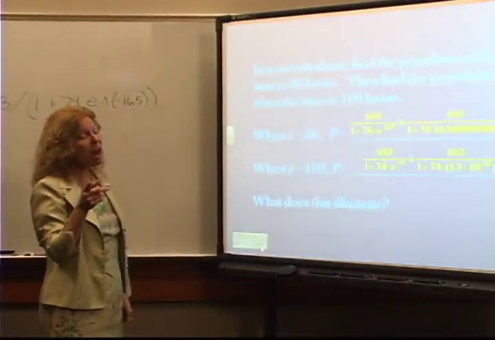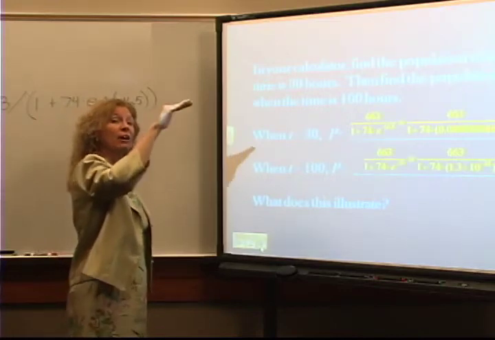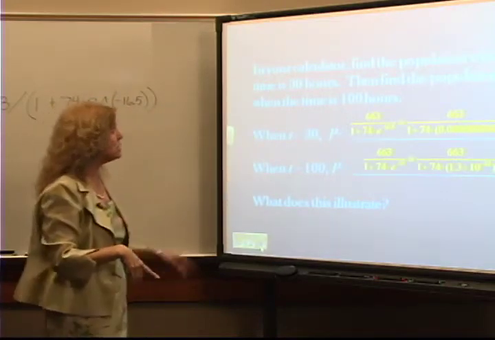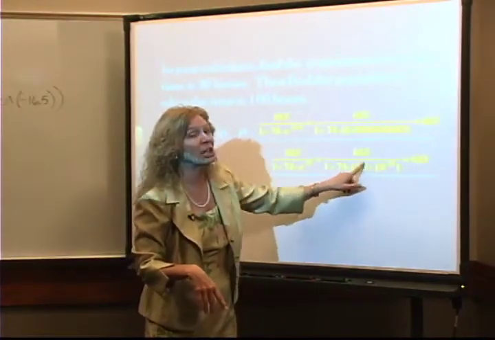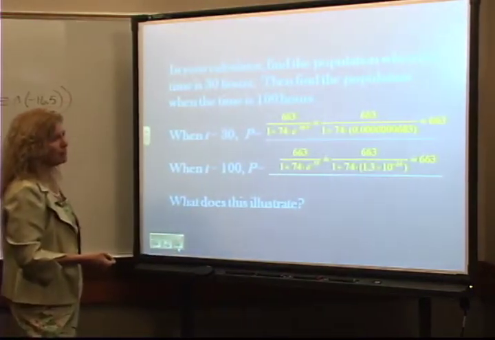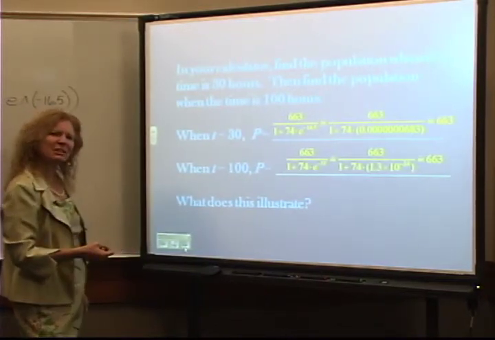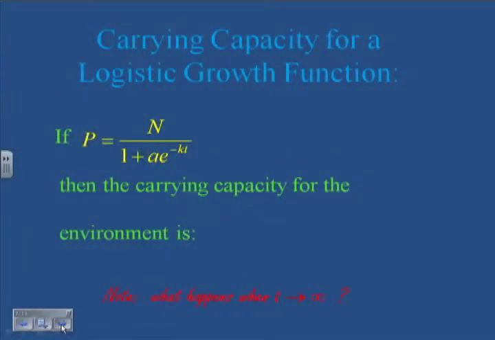Well, it illustrates that I've got that horizontal asymptote going on there because I'm going to get ever closer to that 663, because this denominator is never 1, but it's going to be getting extremely close to 1 as this part gets even closer to 0. Okay, well then apparently 663 must be something important. It's what we call the carrying capacity for that particular environment, meaning that that's like the most that it will take. And in fact, this is called logistic growth.